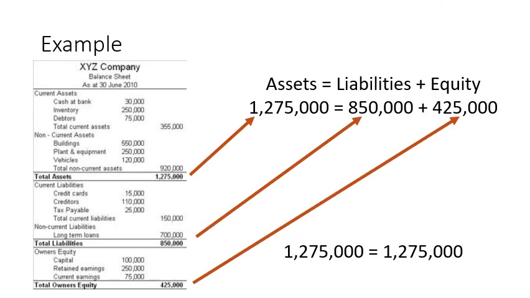So here's a quick example. Assets equal liabilities plus equity. And you can see in this example spreadsheet, this balance statement here, that the assets at $1,275,000 is equal to the liabilities at $850,000 plus equity at $425,000. So you can see this balance sheet does balance out at $1,275,000 is equal to $1,275,000. And when you see this, you can be pretty confident that you have entered your information in correctly.